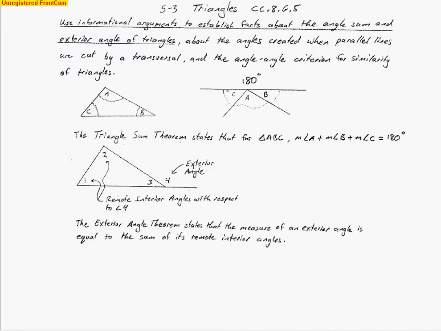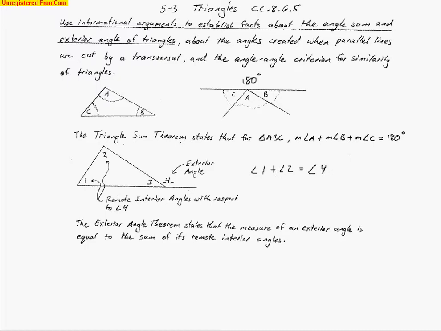the exterior angle theorem. The exterior angle theorem says that if we take the two remote angles, the ones that are away from the exterior angle, here's our exterior angle here. The two remote angles inside the triangle are 1 and 2 in this case. We can take angle 1 and angle 2 and add them together, and they will equal angle 4.